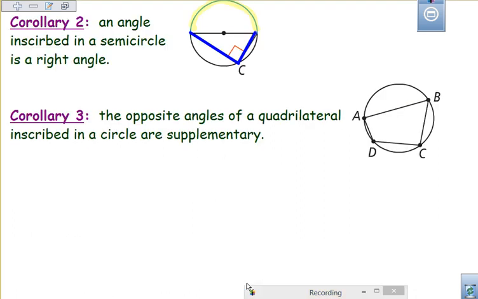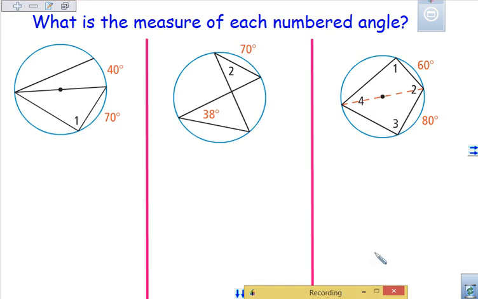Our last corollary says the opposite angles of a quadrilateral inscribed in a circle are supplementary. So angle A plus angle C would be 180. Angle D plus angle B would also be 180. So let's apply those three corollaries.